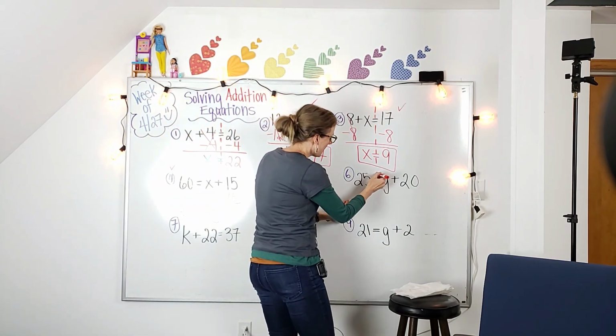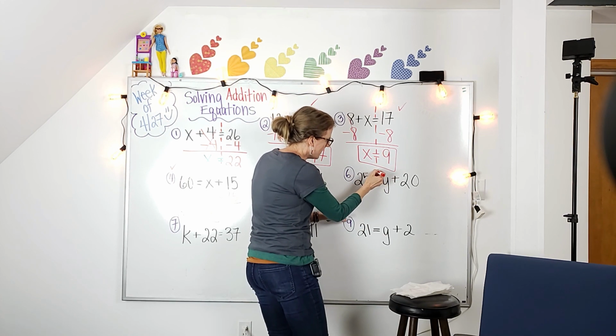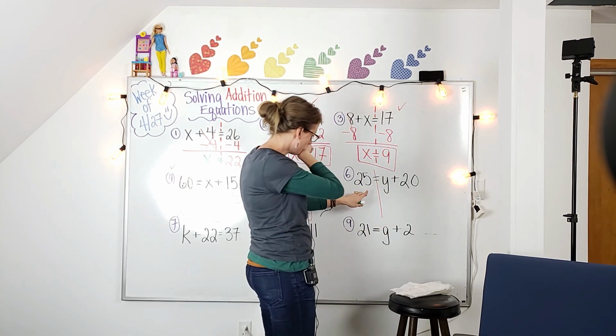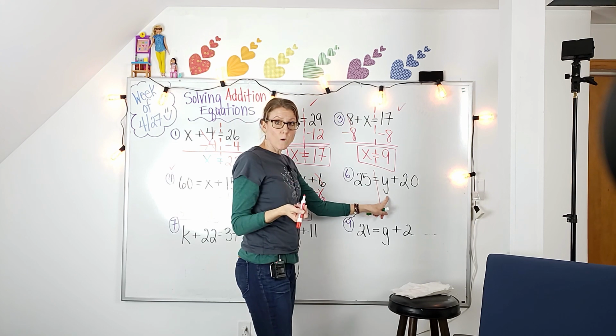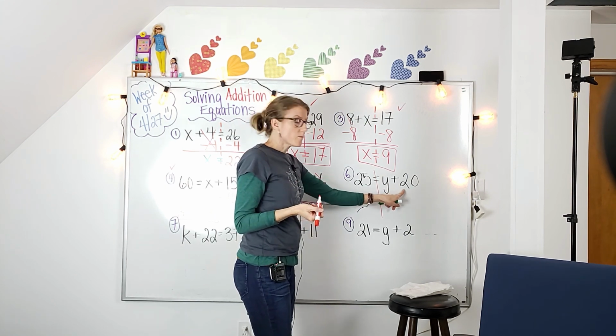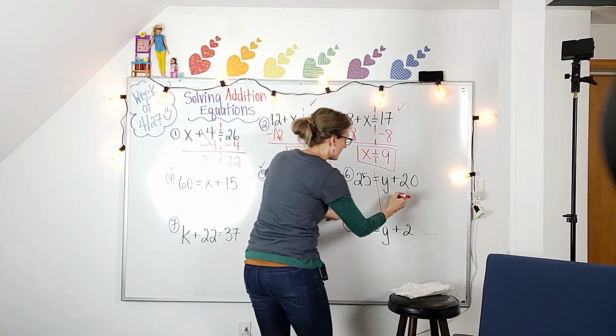All right, on this one, my wall is right in here. I want to isolate the y, so I've got to get rid of plus 20 by doing minus 20.